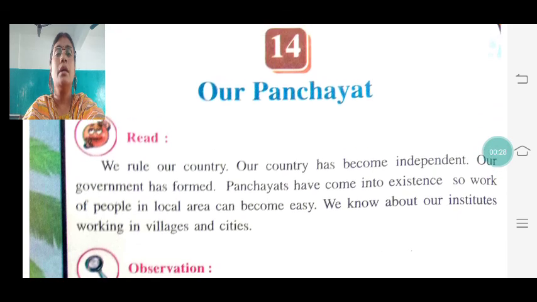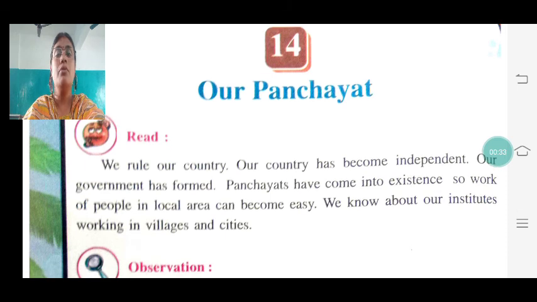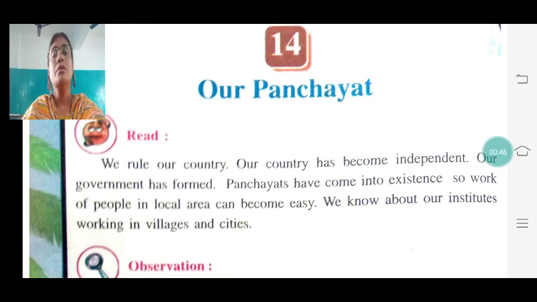We rule our country. Our country has become independent. Our government has formed. Panchayats have come into existence so that the work of people in the local area can become easy. We know about our institutes working in villages and cities. As you all know, in the last lesson I explained that our country was under the British rule. When it became independent, the government was formed by the government to work for the people, for the development of the area.